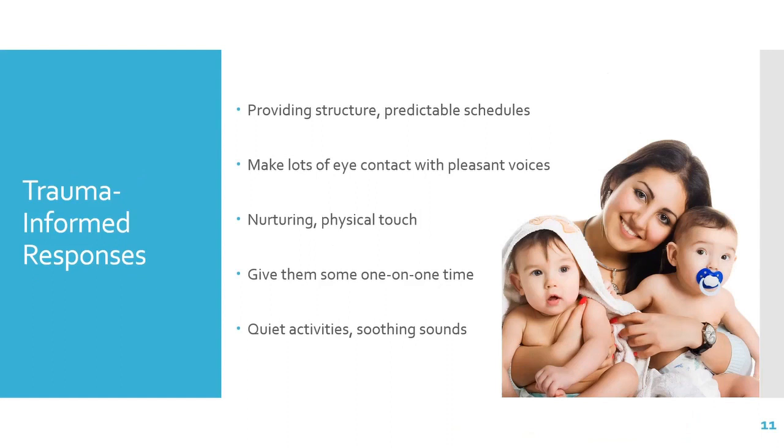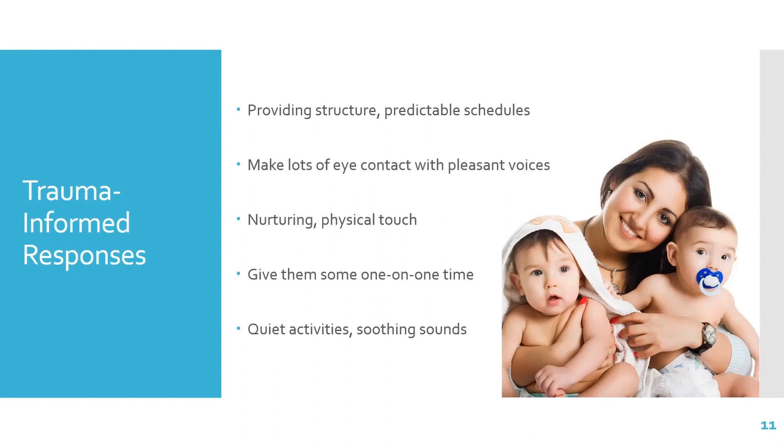So, for our babies and toddlers, what is a trauma-informed response? That's what this training is all about. We want to provide structure and predictable schedules. Consistency is what helps a baby and toddler feel safe. So keeping those schedules, providing those activities on a regular, predictable schedule, feeding on a schedule, napping on a schedule, it's very important to keep these things in place.